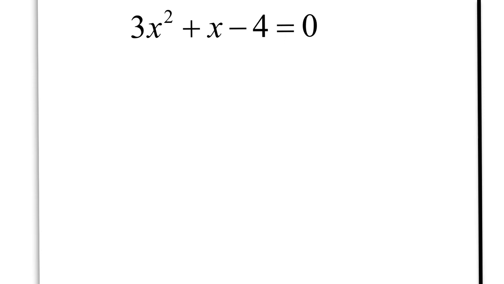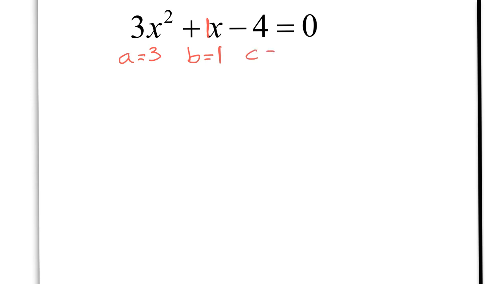I'm going to look for my a value. A is going to equal the coefficient in front of the x squared, so there's a 3 in front of the x squared. B is the coefficient in front of the x, so we have an invisible 1, so b equals 1. Positive, there's a plus 1x.